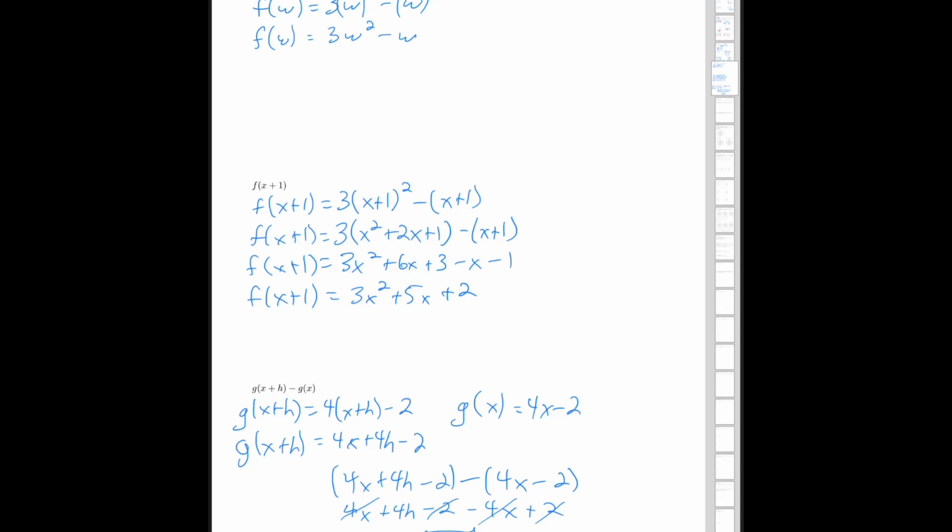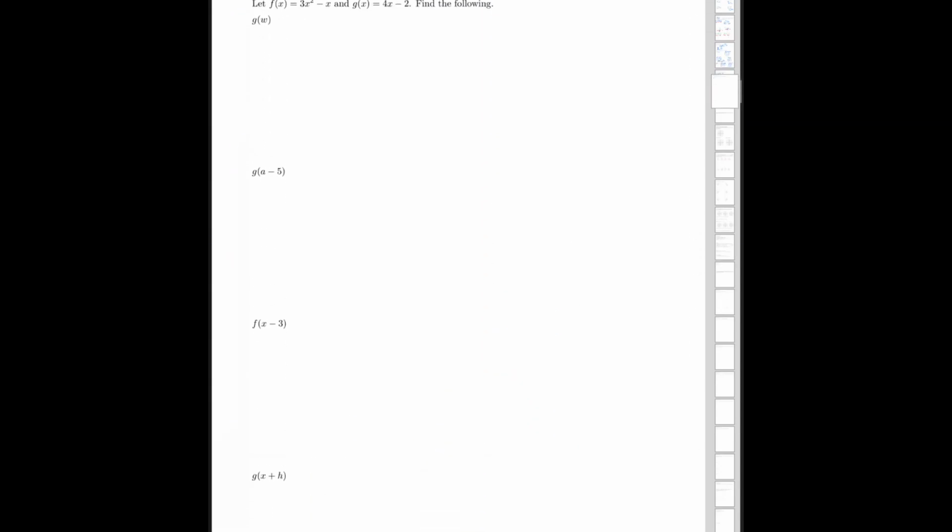So that's the idea. So why don't you all take a few minutes and try these 4 problems on the next page. Pause the video for a moment, try these, and then after you've given them a try, you can start the video again and we will go through them.